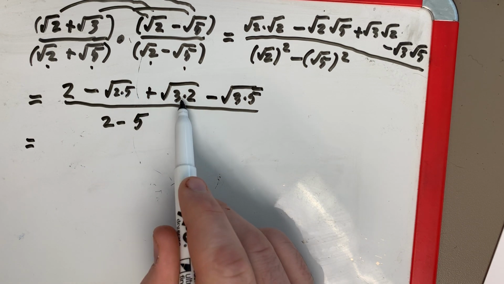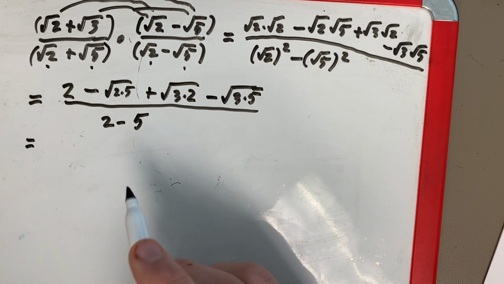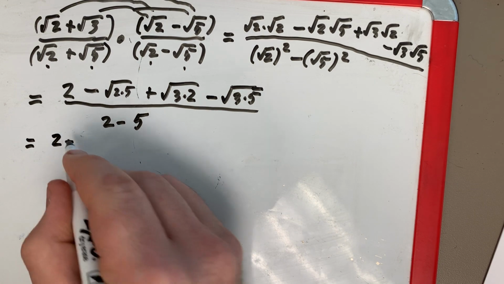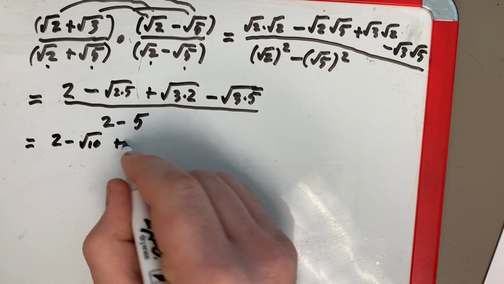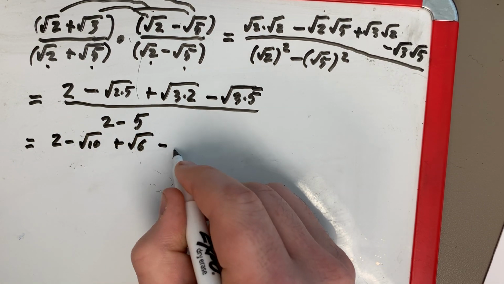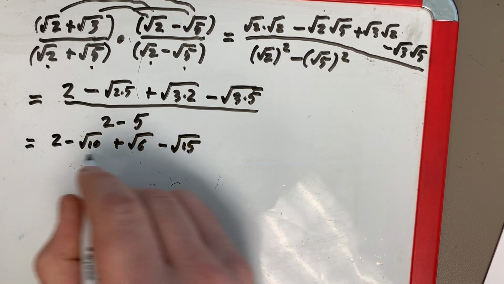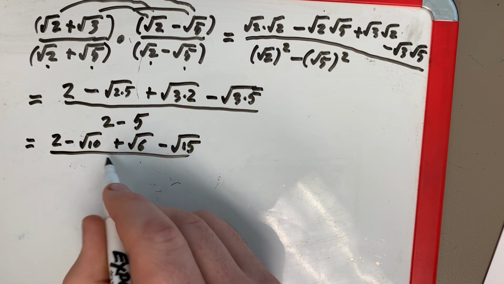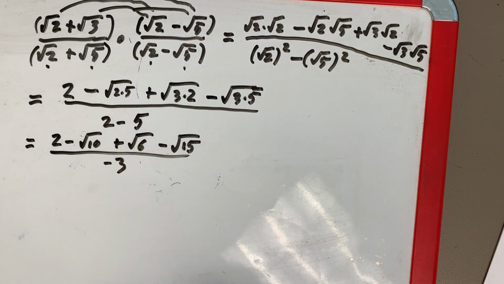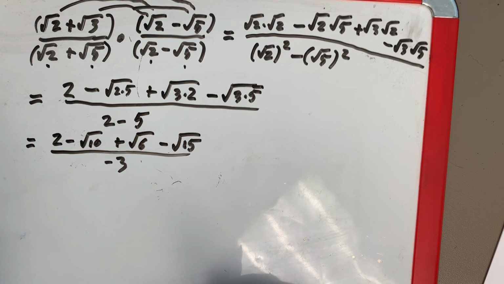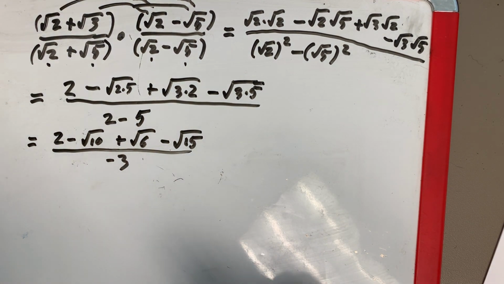So I would just multiply these guys out so you have a number inside the radical. So you have 2 minus root 10 plus root 6 minus root 15, all over, well, 2 minus 5 is minus 3. Okay? So none of this top stuff simplifies. It just stays ugly, unfortunately. But sometimes that's how things roll.